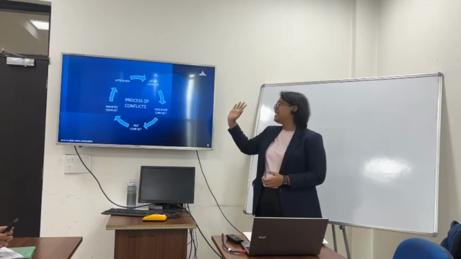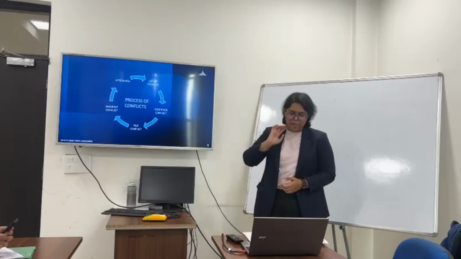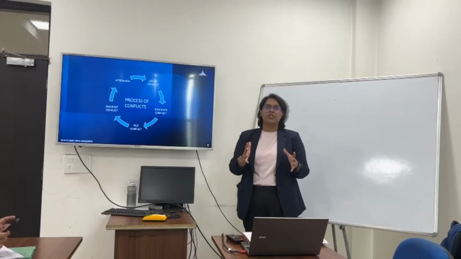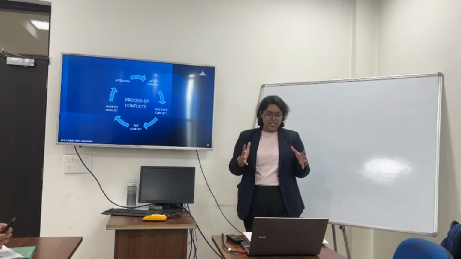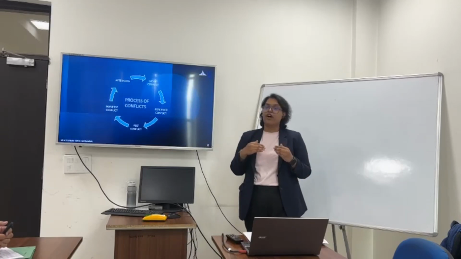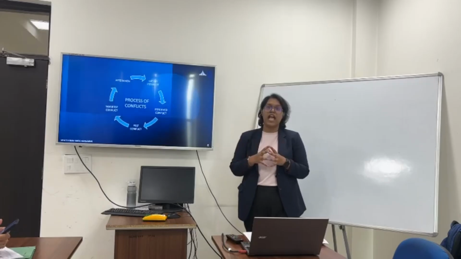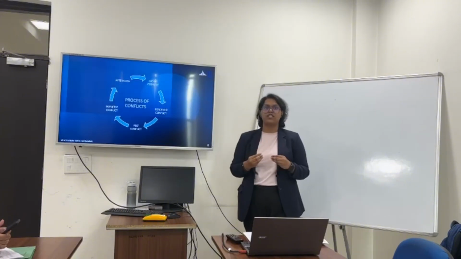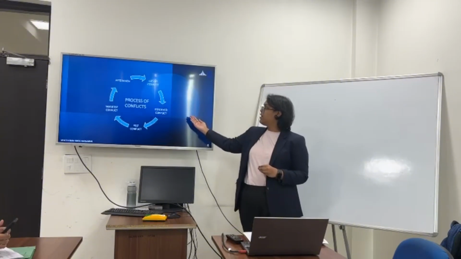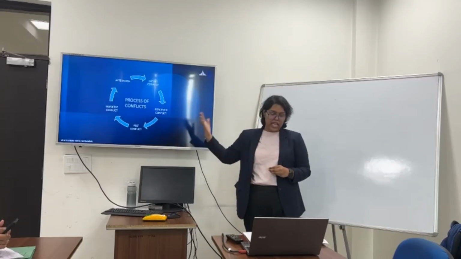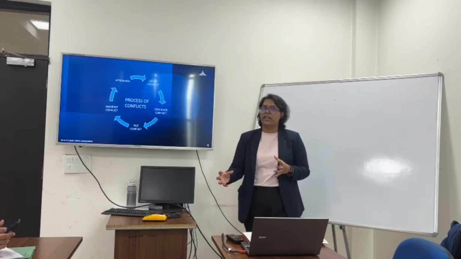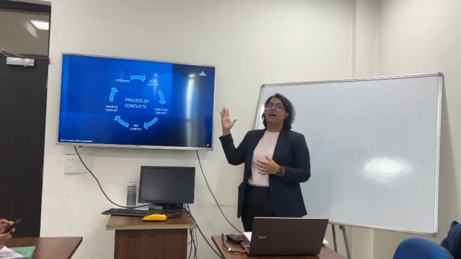Okay, the right answer is latent conflict. So I will explain this. Latent conflict is also known as the potential stage. In this, there is a possibility of conflict that exists, but it has not emerged yet. So basically, it is like an initial stage where there are chances of conflict. Next, we have perceived conflict. In this, both the parties are aware that there is a conflict. This stage is also known as the awareness stage.